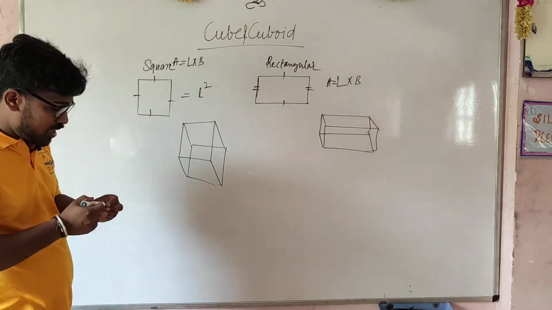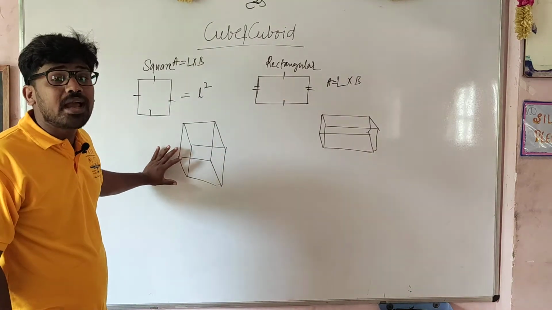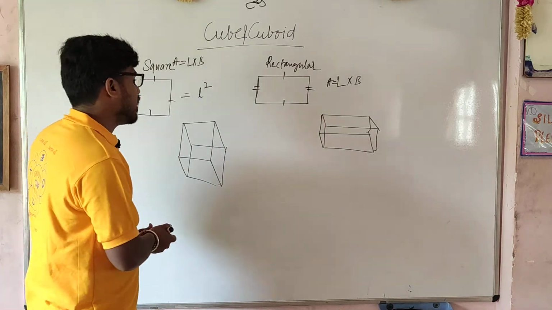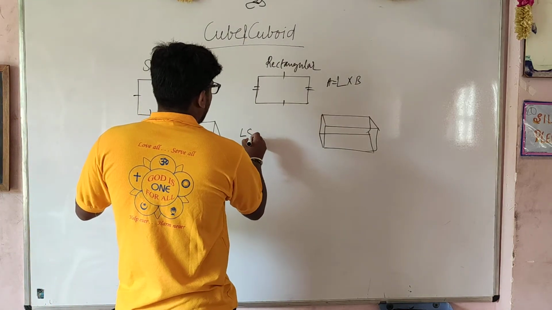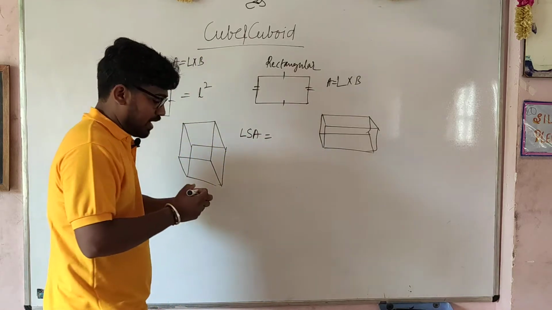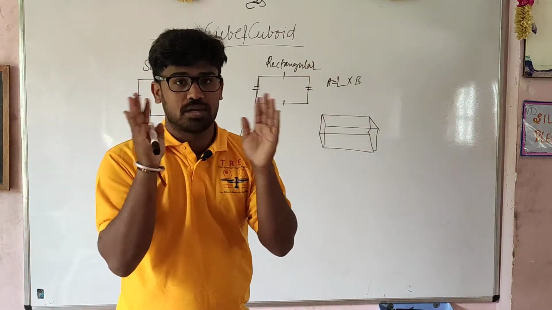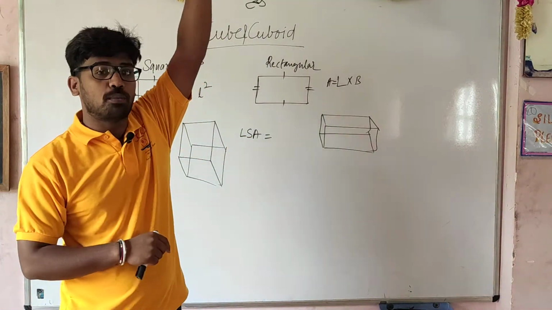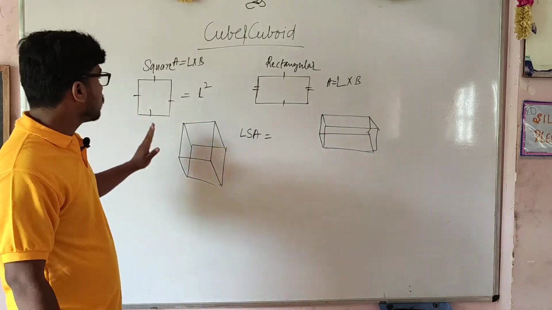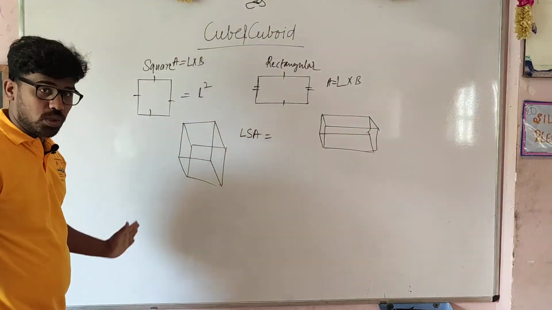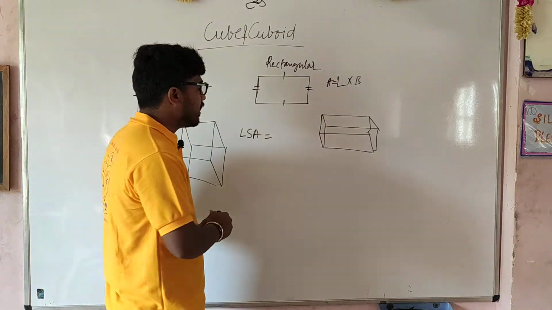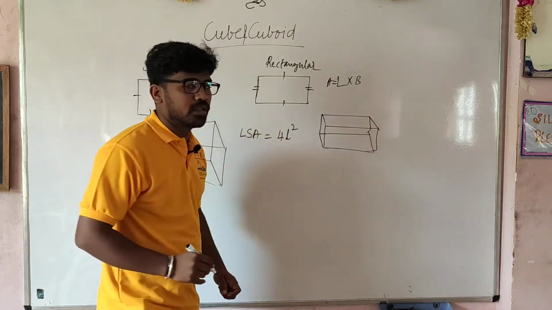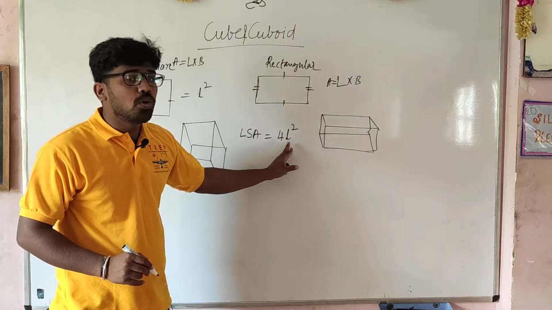Now let us come to the cuboid. What is the area of a cuboid? Lateral surface area, it is called LSA. Lateral surface means only the lateral part of the cuboid. It means 4 sides are covered. We are not talking about the bottom and the top. Since all the sides are equal, we can say that the LSA of a cube is 4L square.